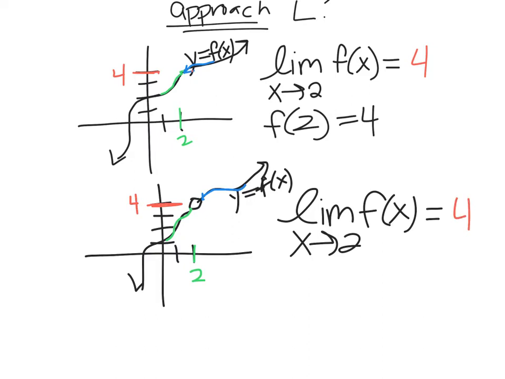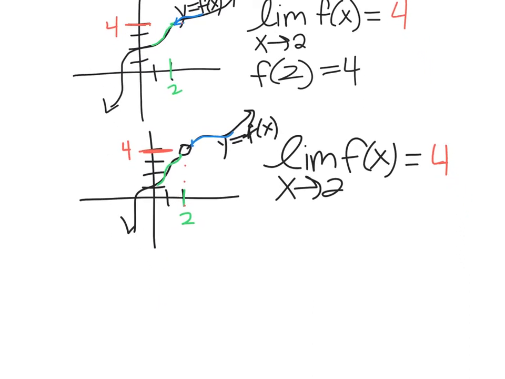You're like, but wait, how can it be the same? They're not the same graph. You know what? I've told people over the years what you do. You cover up 2. If you're trying to find the limit as x goes to 2, you don't care what's happening at 2. If I cover both of those up, they're exactly the same. I'm going towards 4.